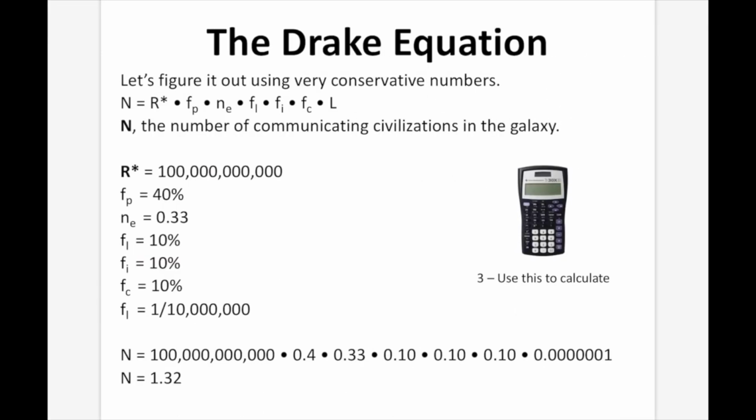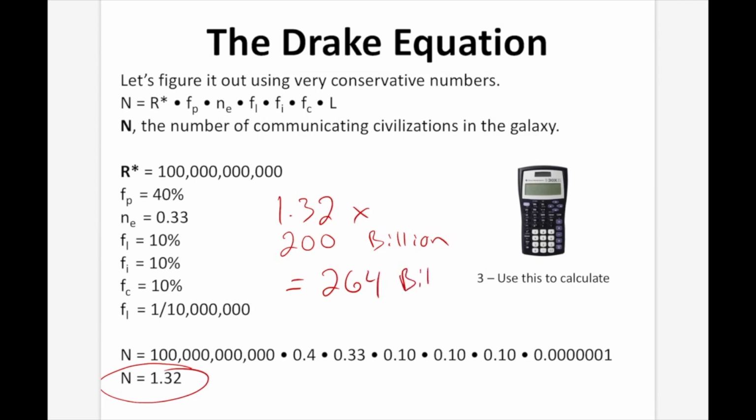Now, if we use some conservative numbers, this is what we'll get: about 1.32 civilizations per galaxy. Again, that's using conservative numbers, and that's per galaxy. We said there are close to 200 billion galaxies. So to find the total number of communicating civilizations right now, potentially, you would take 1.32 and multiply it by 200 billion, which comes out to 264 billion communicating civilizations in the universe.